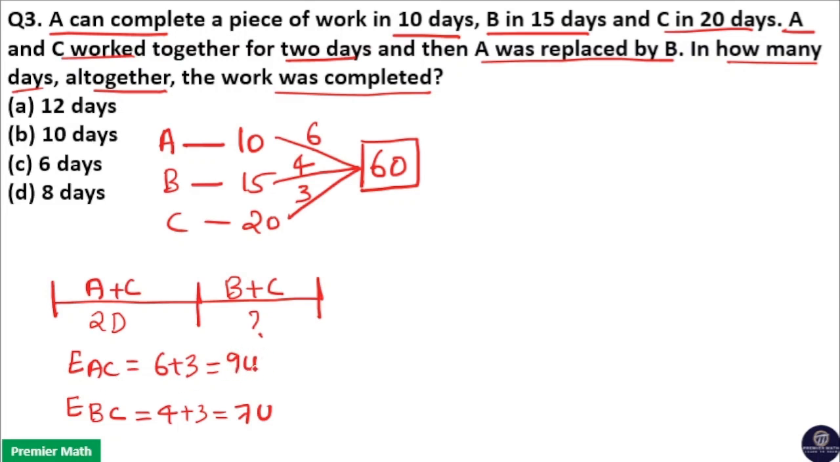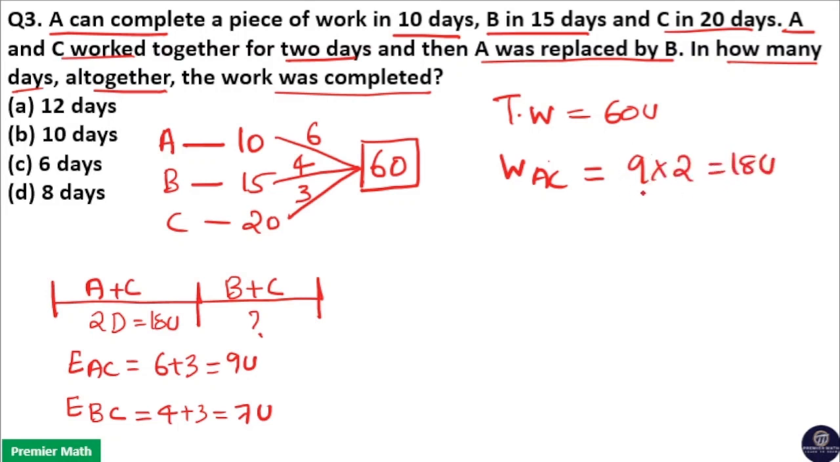Now A and C worked for 2 days. In 1 day A and C can complete 9 units of work. In 2 days A and C can complete 18 units of work. So the total work here is 60 units, and the work completed by A and C in 2 days is 9 into 2, 18 units. So the remaining work is, total work is 60, completed work is 18, so the remaining work is 42 units.